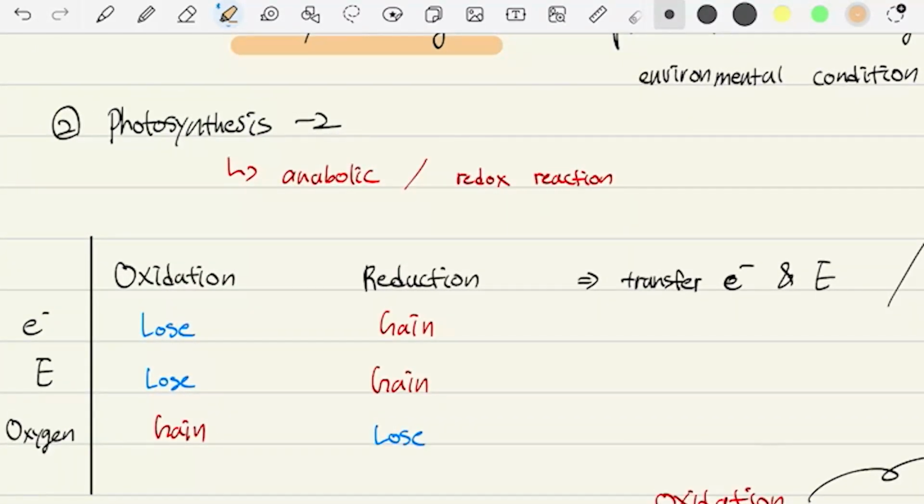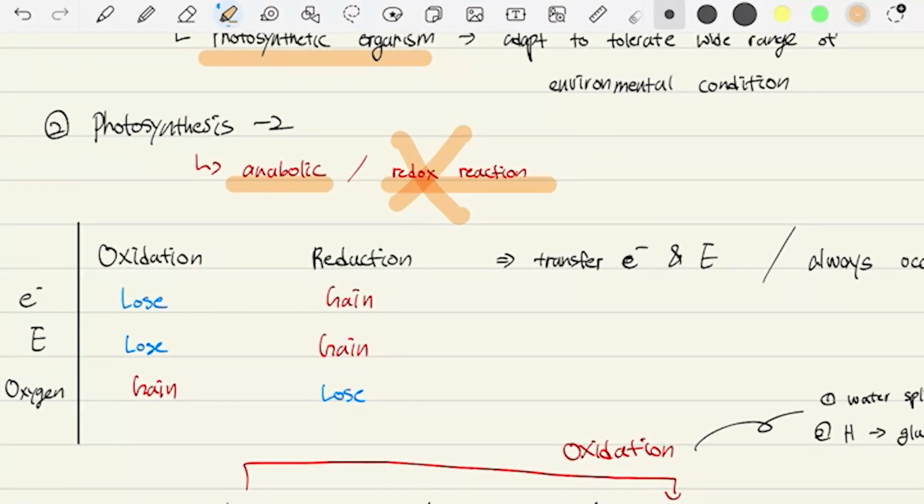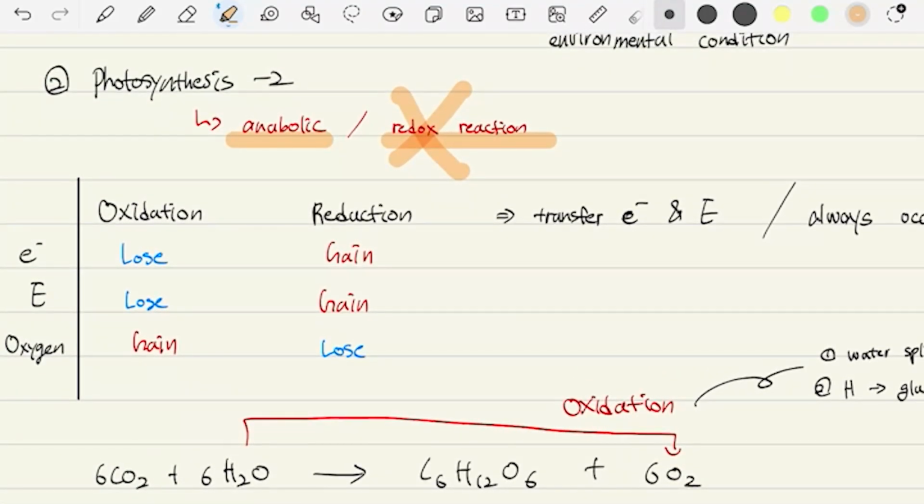So let's go a little bit deeper about photosynthesis. Photosynthesis is an anabolic and redox reaction. What they mean by anabolic is that they are producing a macromolecule, which is a carbohydrate. And before we dive into photosynthesis, there are some concepts that we gotta be sure about.